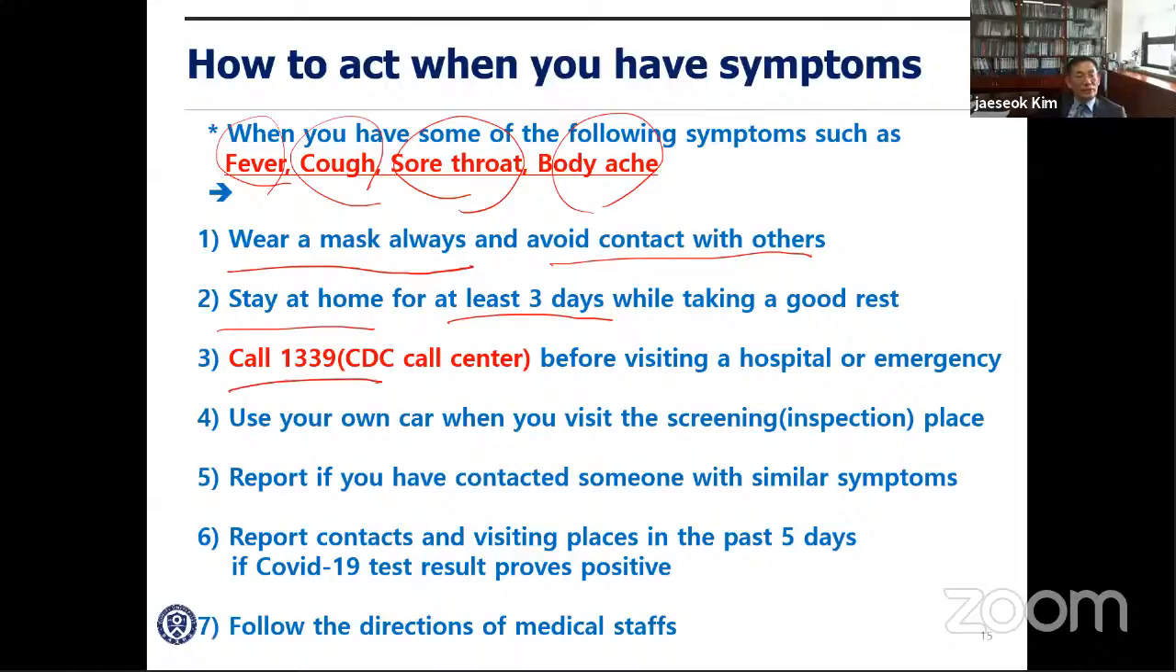Call 1339, which is the city's call center, before visiting a hospital or emergency room. Use your own car when you visit the screening place. Report if you have had contact with someone with similar symptoms. Report contacts and visited places in the past 5 days if your COVID test result proves positive, and follow the directions of medical staff.